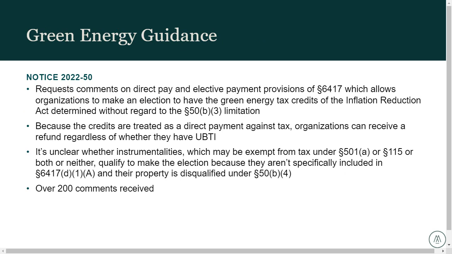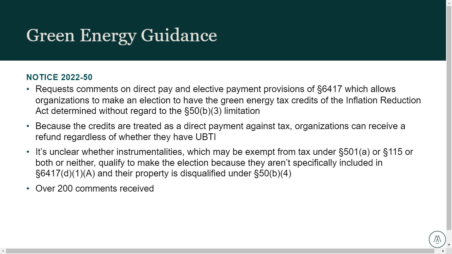Notice 22-50 was published in October last year and requested comments on the direct pay and elective payment provisions of Section 6417 that would allow organizations to have the Inflation Reduction Act energy credits not be limited by Section 50(b)(3). This section indicates that credits are not allowed to be calculated on property that is used by exempt organizations unless the property is used predominantly in an unrelated trade or business that is already subject to tax under Section 511.